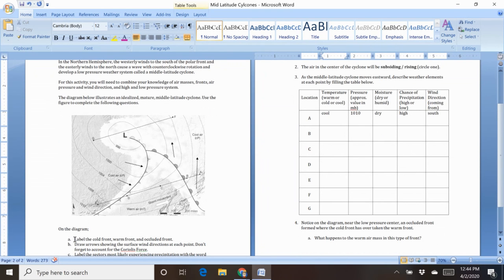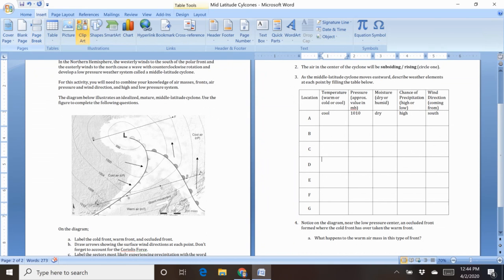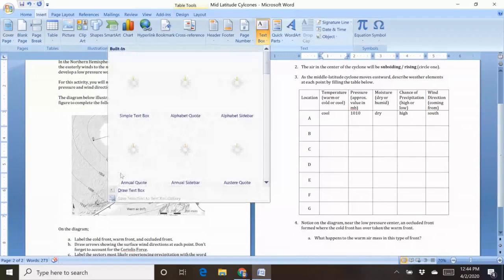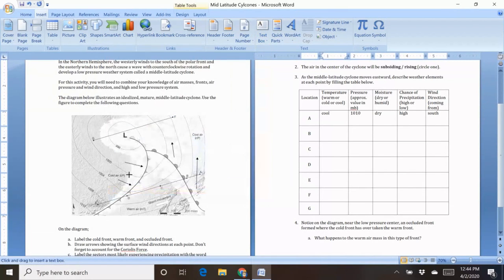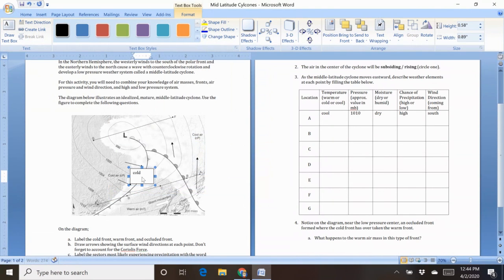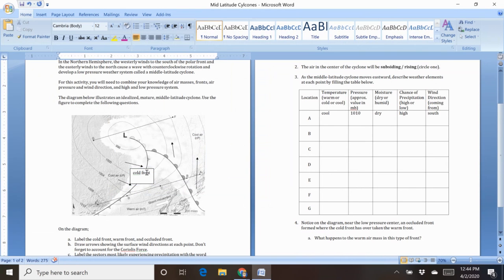So what it wants you to do is just make a text box on top of the diagram. So I can do insert text box, simple or draw. Here we go. And so here I will write cold front. And then you're going to do that for each of the fronts that you see here, the occluded and the warm.